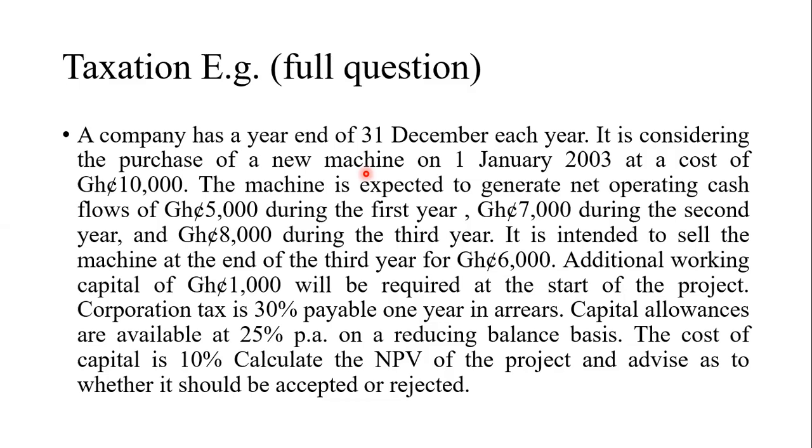Corporate tax is 30% payable 1 year in arrears. Capital allowances are available at 25% per annum on a reducing balance basis. The cost of capital is 10%. Calculate the NPV of the project and advise as to whether it should be accepted or rejected. Okay, so this is quite a loaded question. It's a full question.